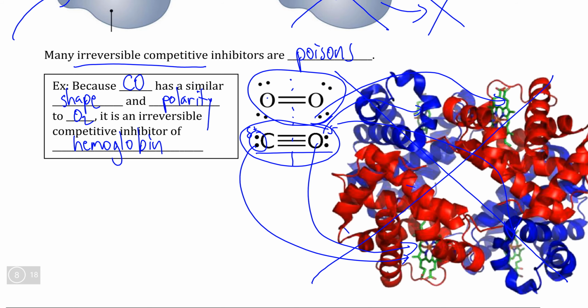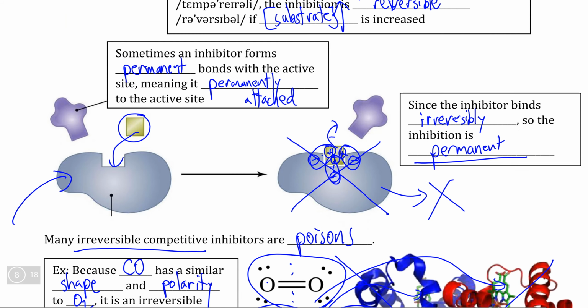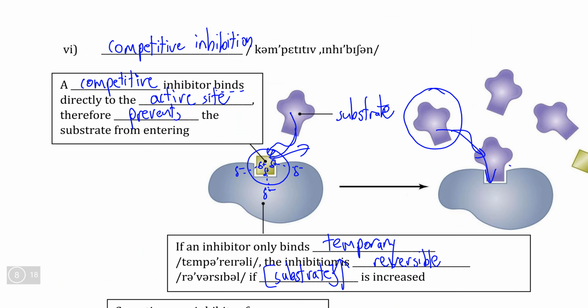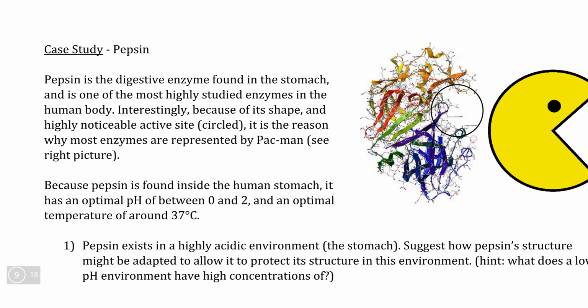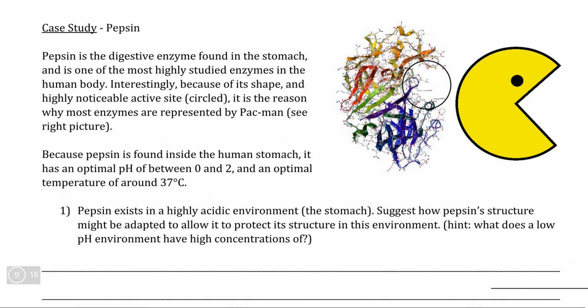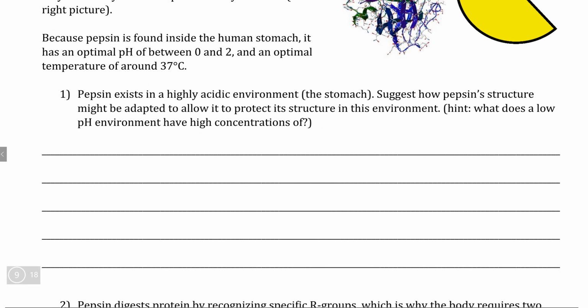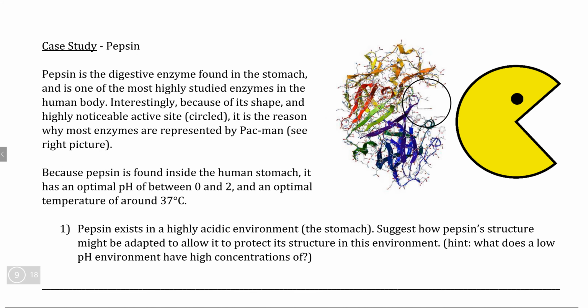Now that we've finished learning about the different ways that you can regulate enzymes and how enzymes function, firstly, take a look at this case study involving one of the most famous enzymes in the human body and see if you can answer the questions about how pepsin, the enzyme found in the stomach, responds to its environment, concentrations of its substrate, and the different ways that pepsin is inhibited and regulated by the body.